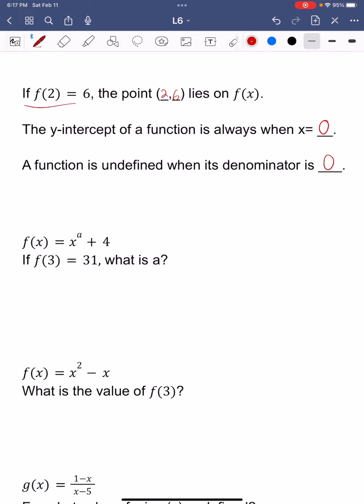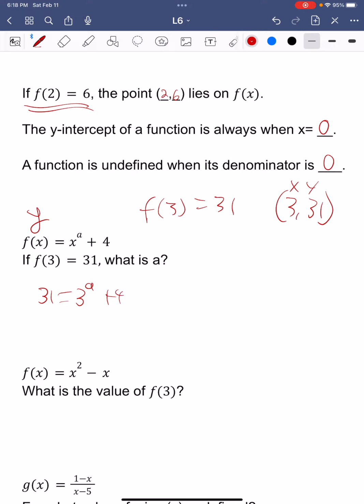So using our first fact that we learned up here, if f of 3 equals 31, then the point 3 comma 31 lies in this graph. And from unit 3, we learned that any point is x comma y. So f of x is just another way of saying y. So we could plug in 3 comma 31 into x and y. So 31 equals 3 to the a plus 4. Since we're solving for a, let's subtract 4 to the other side, then 3 to the a equals 27. And 3 to the third is 27, so a equals 3.